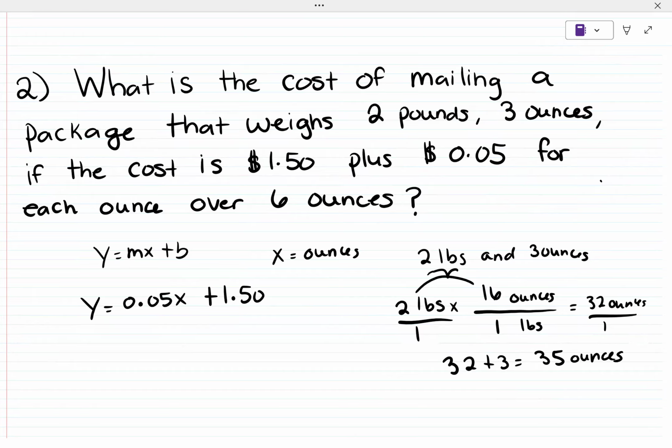Okay, now do we put 35 ounces? No, not yet. It says this is how much it weighs in total ounces. So our cost is after over 6 ounces. So what you got to do is subtract 6, right? So you're gonna do 35 minus 6, which is 29 ounces.